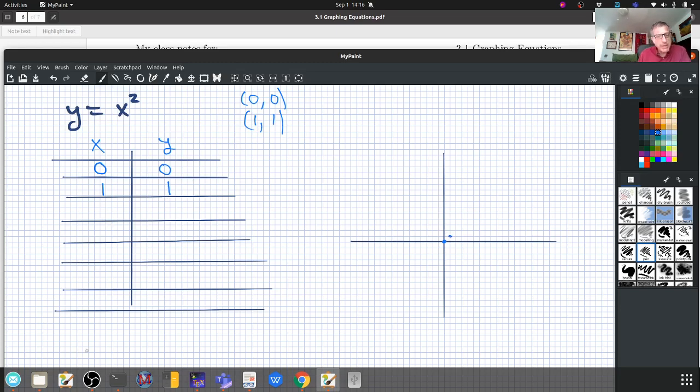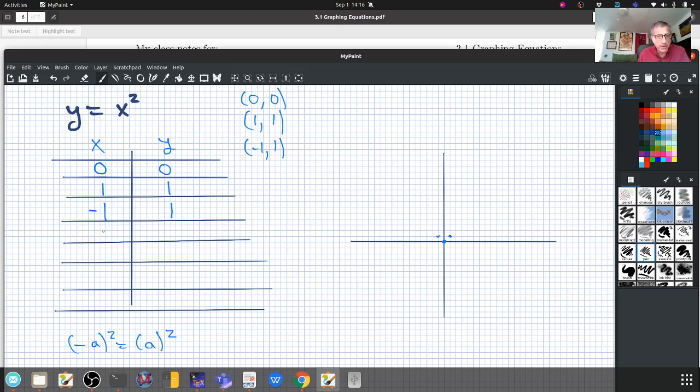Well, if I recall that minus a squared is equal to a squared, I'm good to go with another point. I'm going to choose minus 1 for x. So minus 1 squared is the same as 1 squared. So it's a 2 for 1. But in this case, x is minus 1 and y is 1. So I go over minus 1 in the x direction and 1 in the y direction.